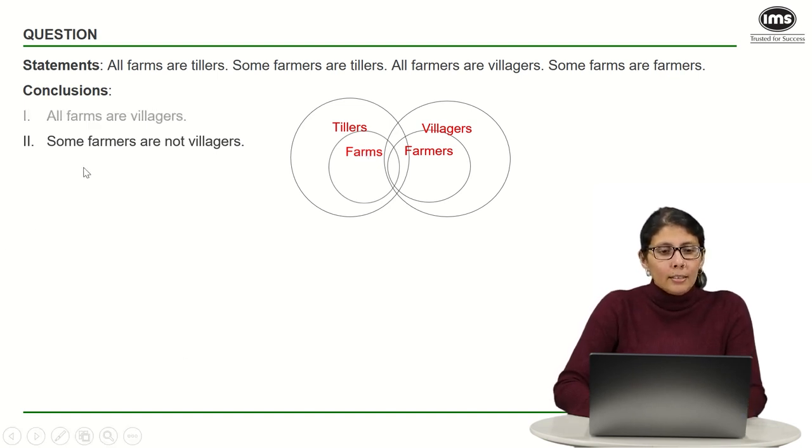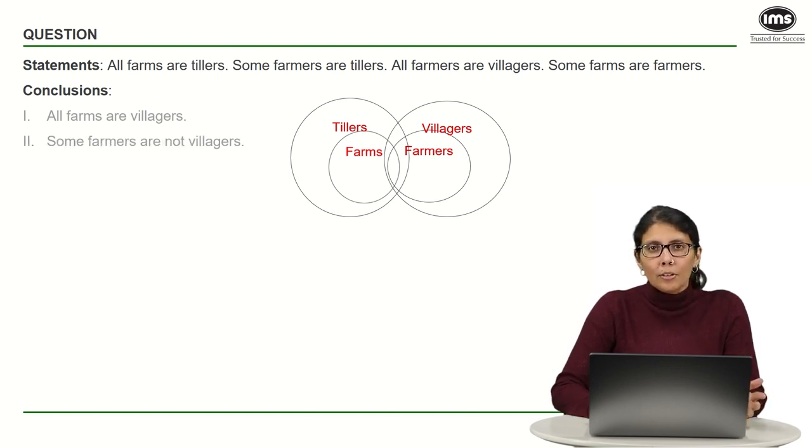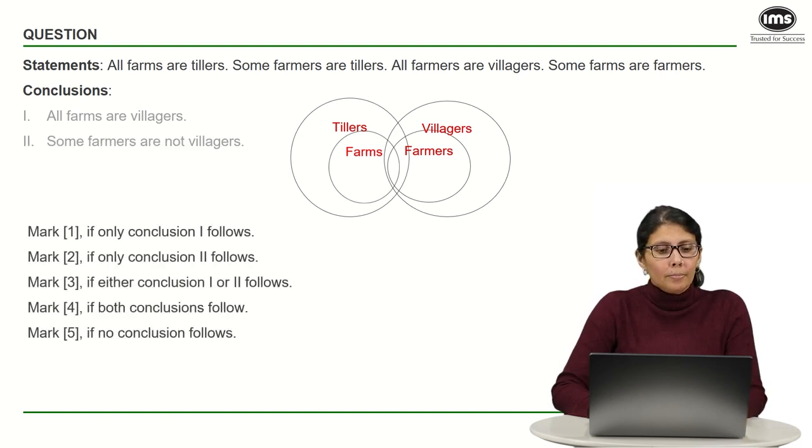The second one says some farmers are not villagers. Again, we can clearly see that all farmers are villagers. So conclusion 2 also does not follow. It's a fairly simple question. Let's take a look at our options. Here we would definitely mark 5. No conclusion follows. There are no other two ways about it.